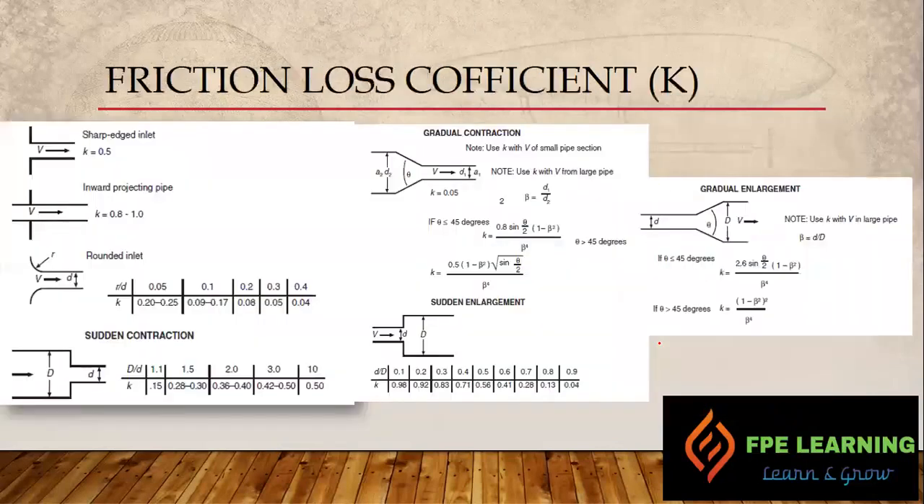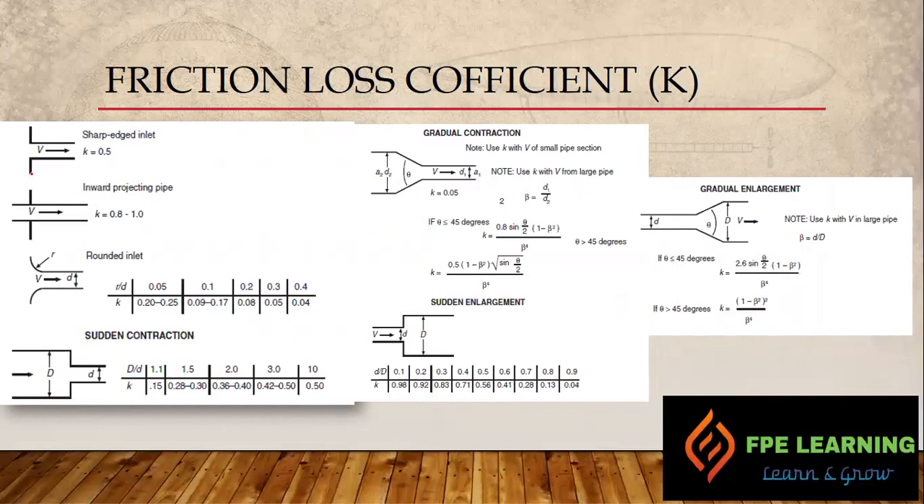But how about this kind of fitting, this kind of connection, for which we cannot get a value directly from that table, and which is not available easily in the market? Maybe you are fabricating it yourself. So how do we find the friction loss in these fittings?